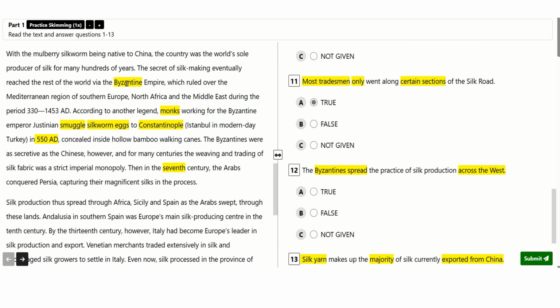If we see, they have not mentioned West here, but in the last sentence they mentioned the Arabs who conquered Persia and then they spread it to the west. Now you might be confused, like what if we don't know about the west and everything, right? But here they mention north, east, and Europe, right? That's why this is the west. So who did it? Arabs did it. So it should be false.